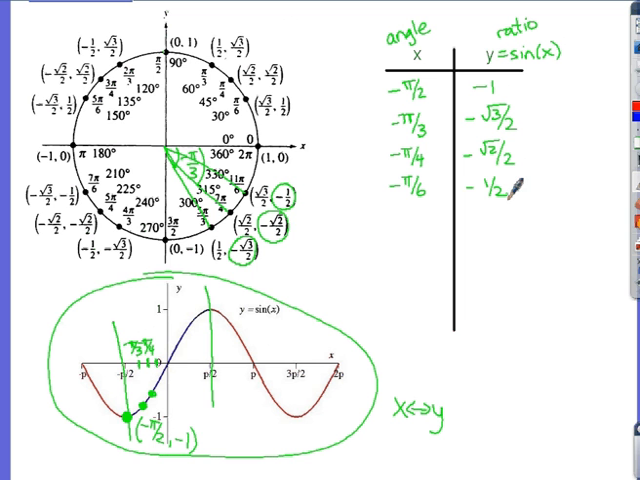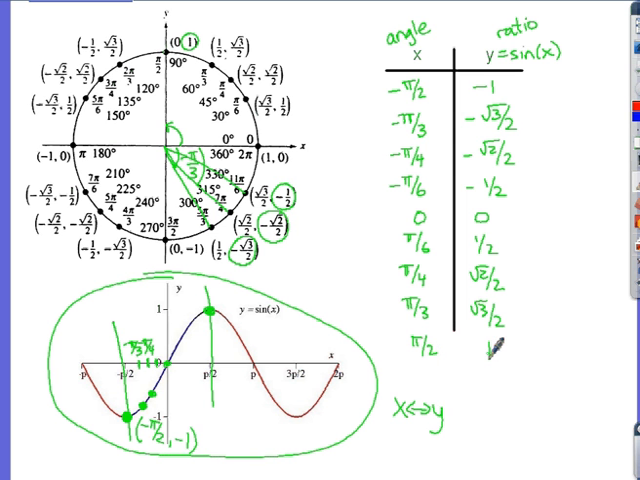Good. And then we get to the 0 mark. That's an easy one. 0 is 0. And then everything is symmetrical. Actually, it's odd. So then we go to pi over 6 here, and that's 1/2. We go to pi over 4, which is root 2 over 2, and pi over 3, which is root 3 over 2. And then that brings us to the last point here, positive pi over 2, and the y coordinate there is just 1.